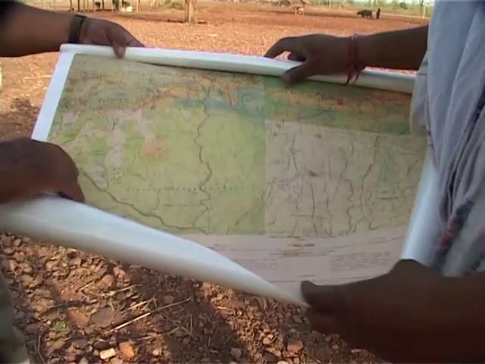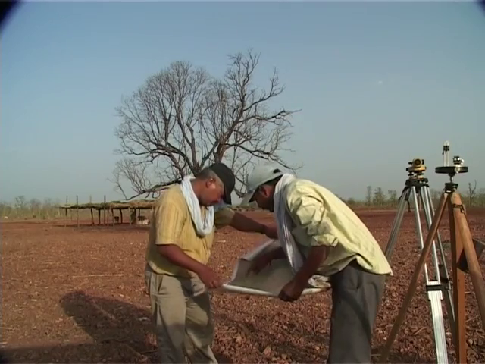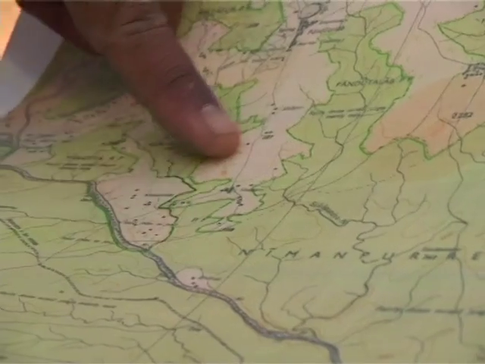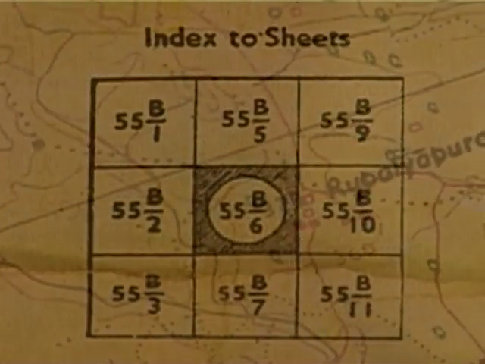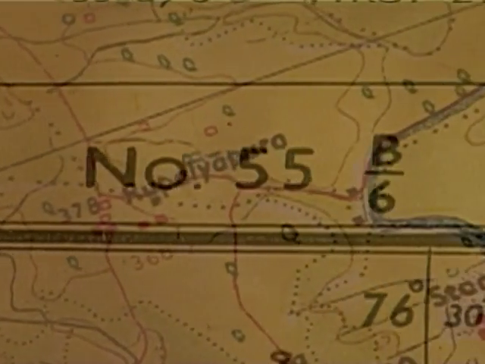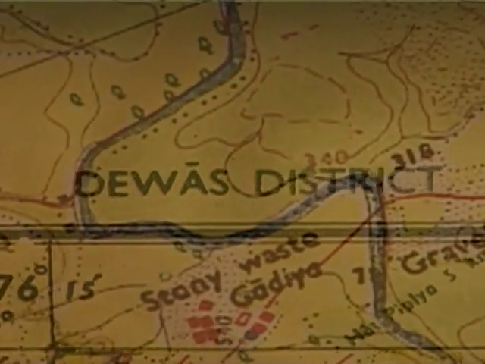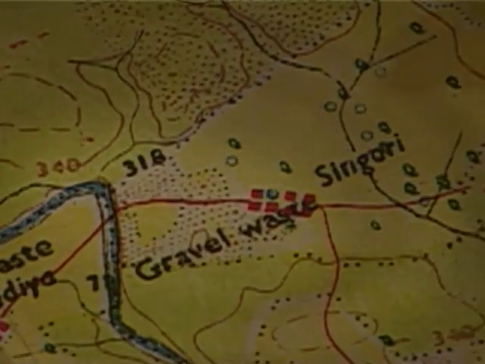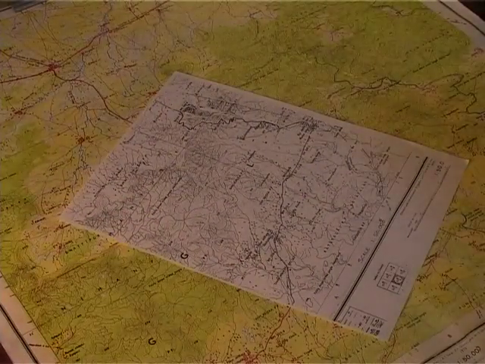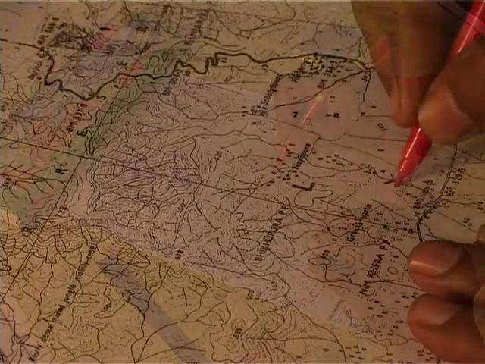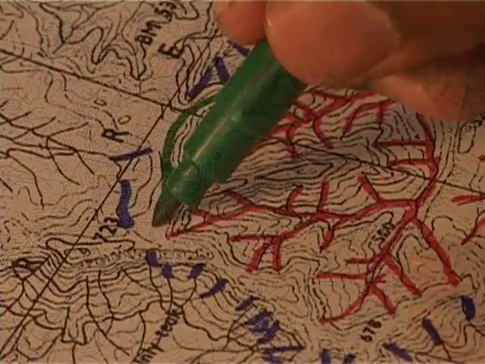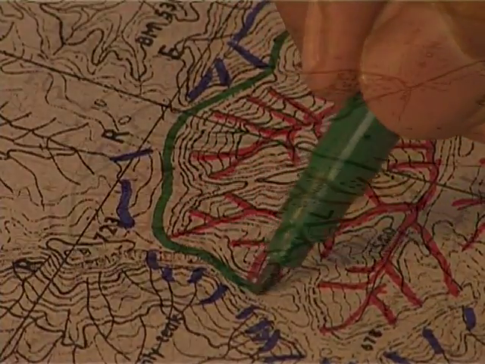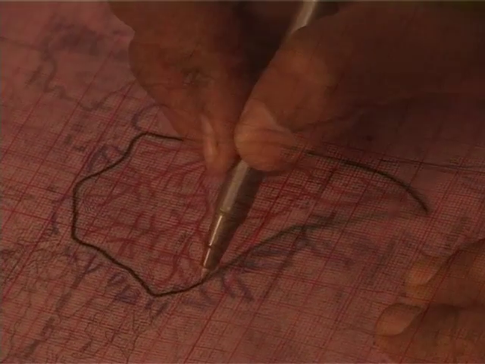To estimate the volume of water that will flow into it, we first need to find the exact location of the dam on a 1:50,000 Survey of India topo sheet of our area. We then demarcate the catchment of the dam on the topo sheet. To calculate the area of the catchment, we trace it out on a graph paper.